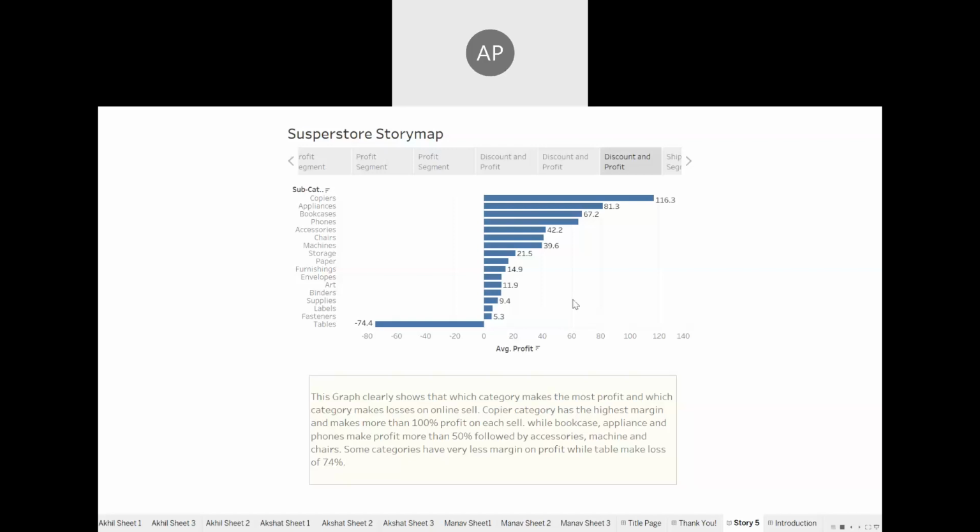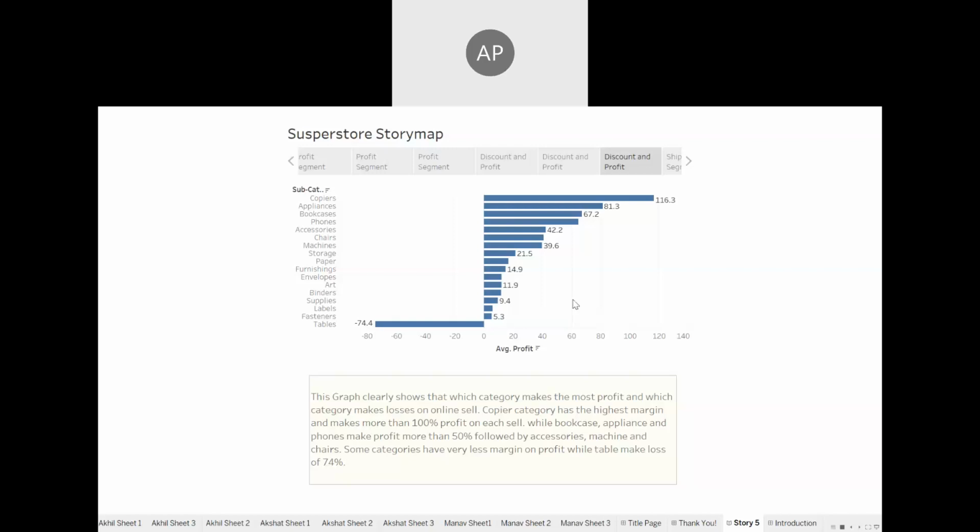So there are many subcategories you can see in online shopping, right? And here I have used average profit. So this graph clearly shows which category makes most profit and which category makes losses in online sale.